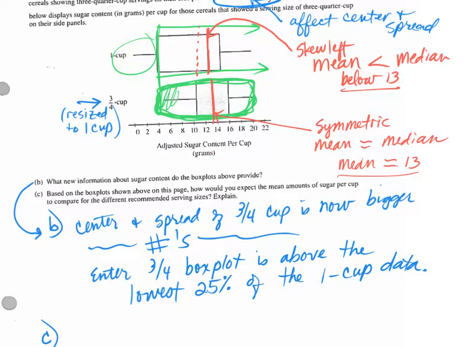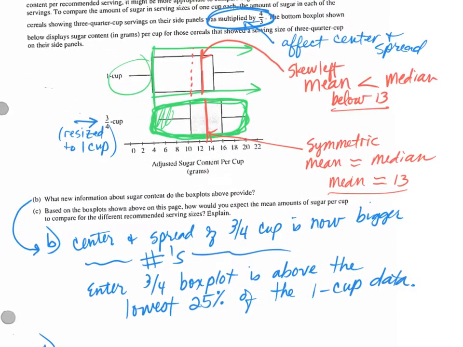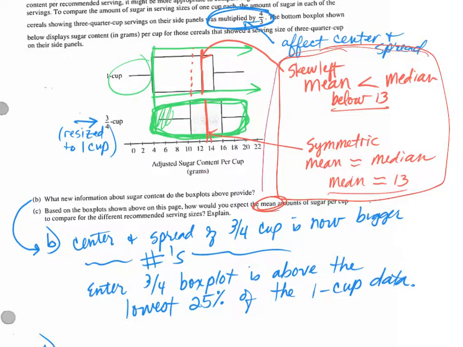So because of that, what can I say? The question says, how would you expect the average amounts to compare? What would you say? The 1 cup's mean is less than the 3/4 cup's mean. And then you would have to write this part right here and tell me why you know that. I don't have time to write that all down, but you would explain, because of the skew, the mean is less than the median, and so on.